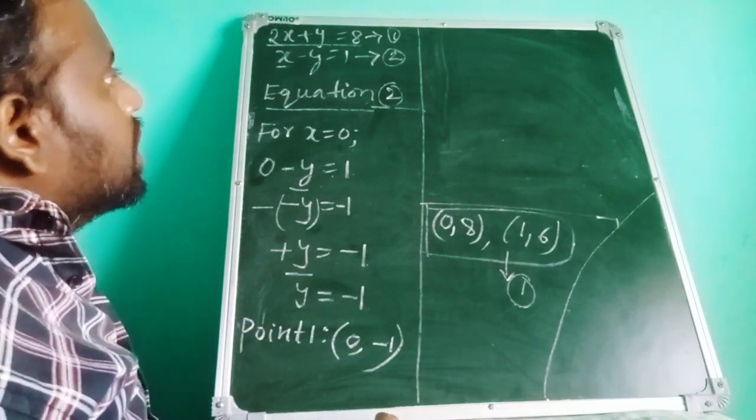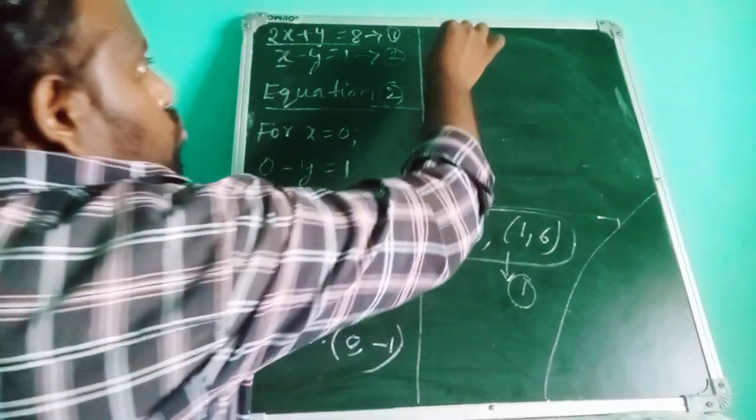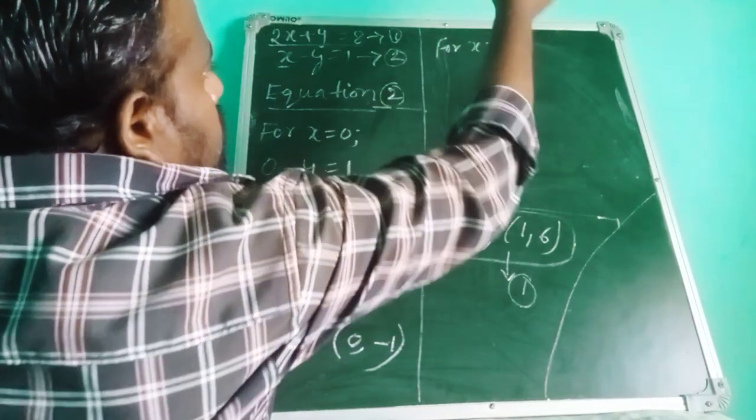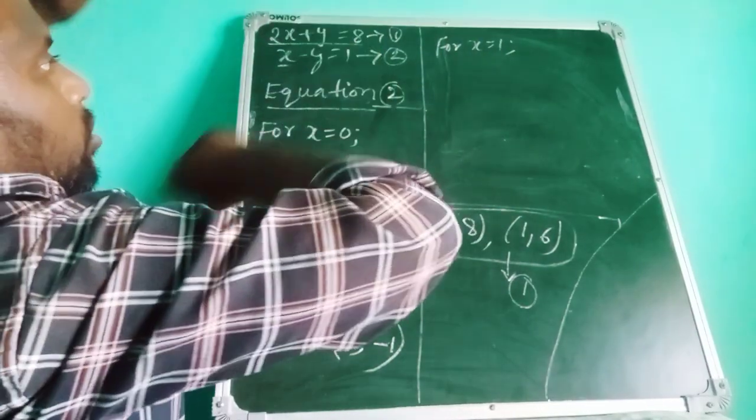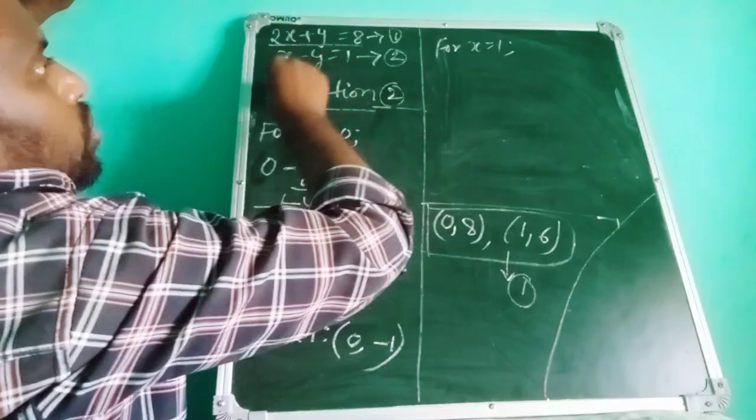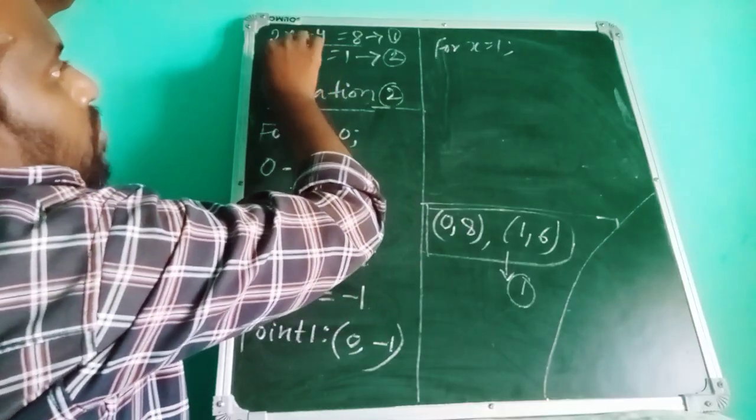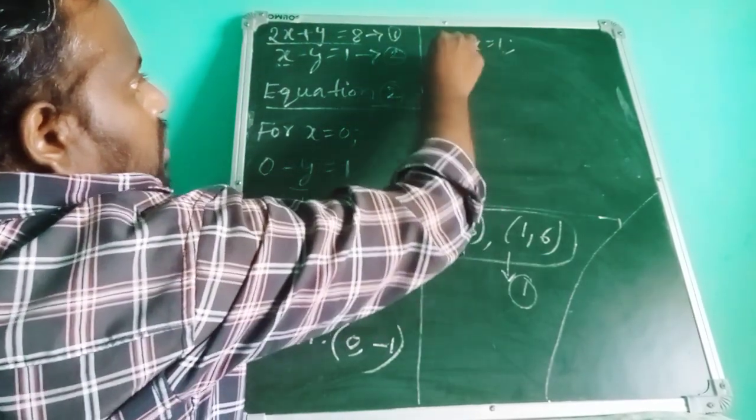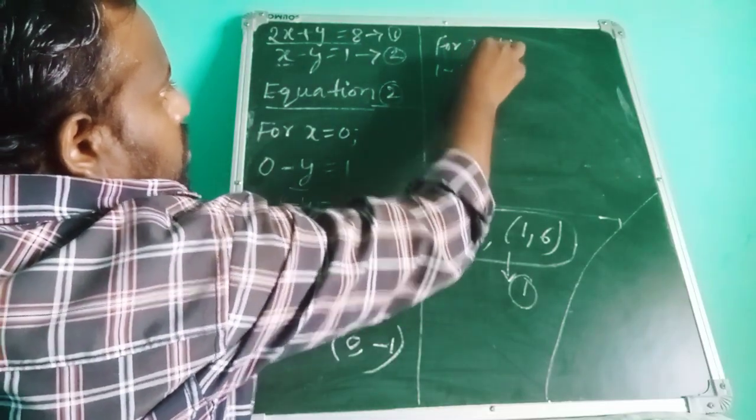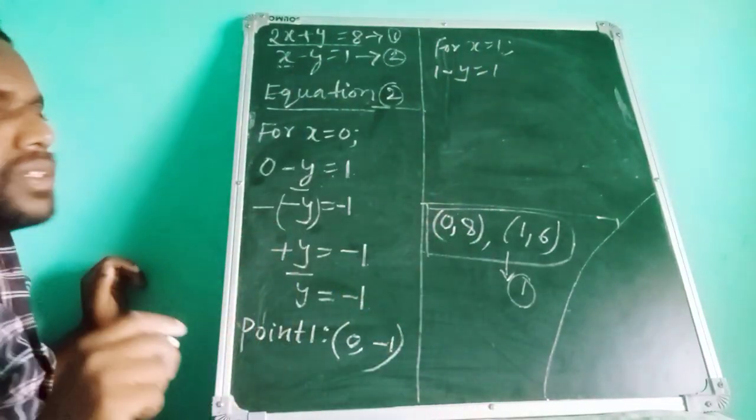So I will take 1. So for x is equal to 1. Now substitute this x is equal to 1 in equation 2. In place of x, put 1. Minus y is equal to 1. So minus y is equal to 1.